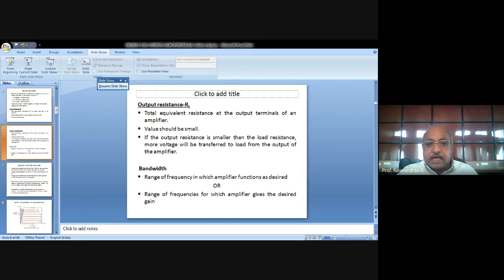And VCE is the collector emitter voltage, that is the output voltage, the voltage developed between collector and emitter. And this is the emitter bypass capacitor. We will learn it. What is this resistor? This is the emitter resistor RE, the resistor connected in series with the emitter circuit.